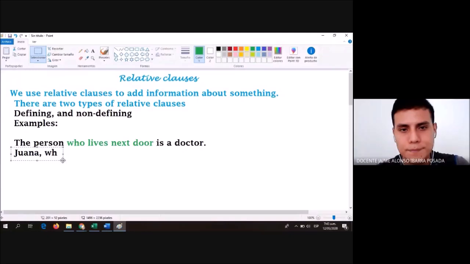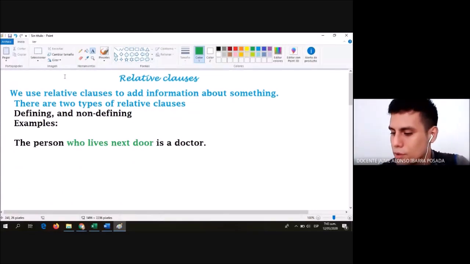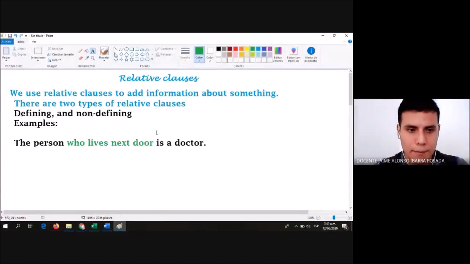So what are relative clauses? Relative clauses are the ones that we use in order to provide more information in a sentence about something. For example, the person who lives next door is a doctor. We can split the sentence into two.